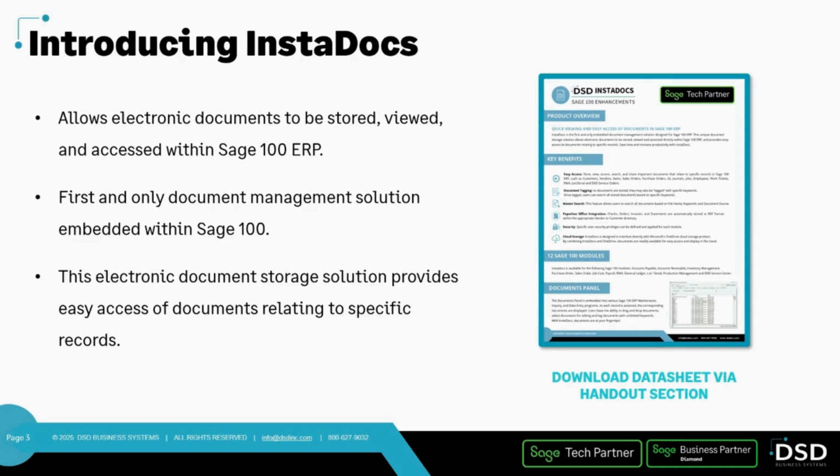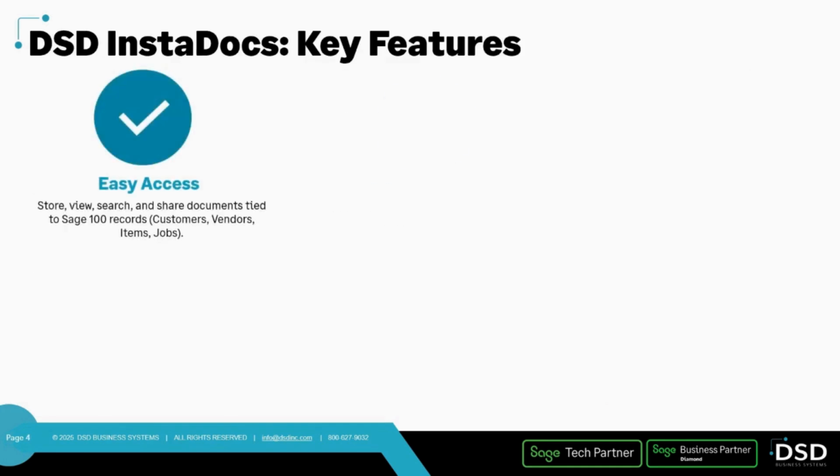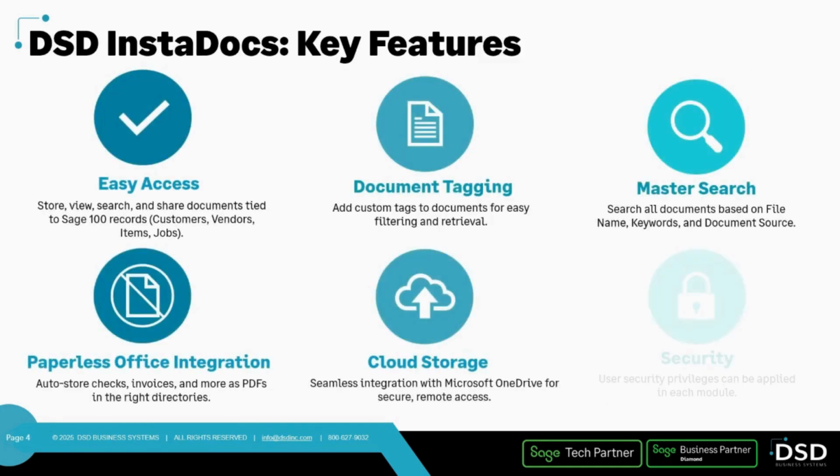So this is really the first and only document management system that's embedded within Sage 100. There are other document management systems out there by third parties, and there's some integration points in their software, but we're Sage 100 developers, so we have the capability of modifying the screens so you can see the documents directly, right? And as mentioned, the main feature is the ability to quickly see those documents and access them within Sage 100.